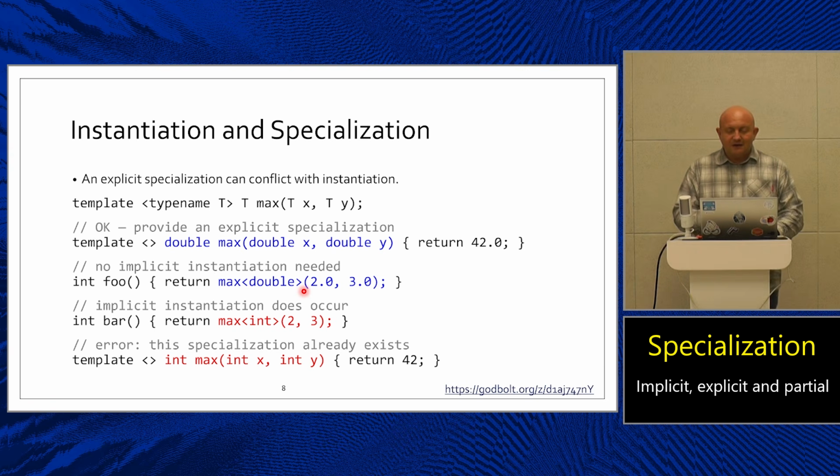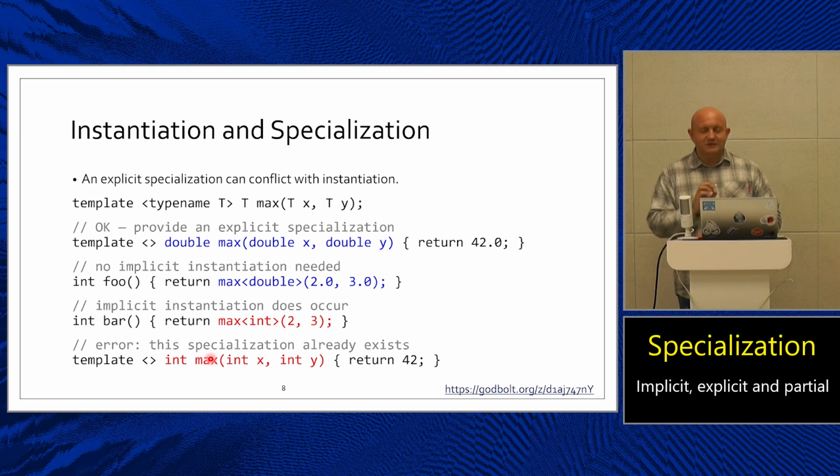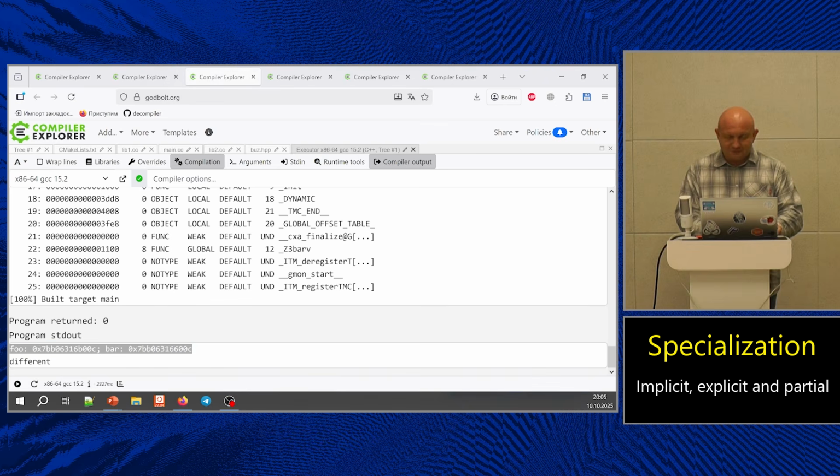Now for max int and bar, the compiler does implicit instantiation, and then we are trying to provide an explicit specialization for it after the implicit instantiation has already occurred. And this is ill-formed. You cannot specialize something that has already been instantiated in the translation unit. The rules require that a specialization must come before any instantiation for that type. And let me show you an example.